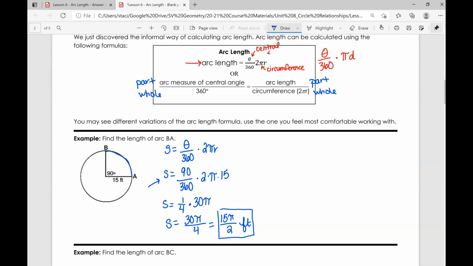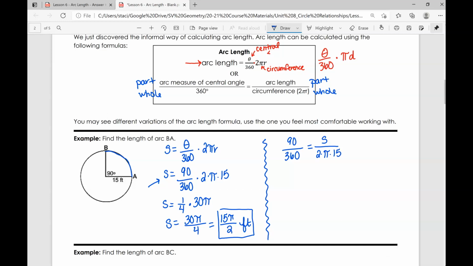Now, what if you don't like this formula? I'm more interested in the proportion because I'm really confident with solving proportions. Let's take a look at what this problem would look like using the proportion. All right, so the proportion says that I would take my central angle, which is 90, over the whole number of degrees in a circle, which is 360. And I'm going to set that equal to the arc length, which we don't know because that's what we're solving for, over the circumference. The circumference is 2 times pi times the radius, which is 15.